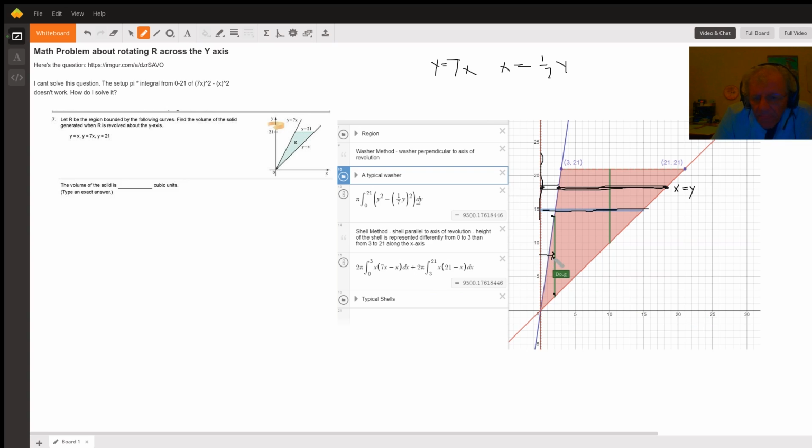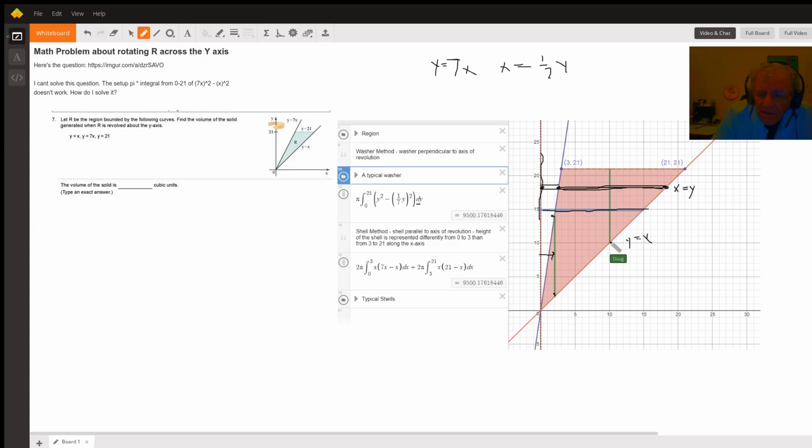The typical or average radius is represented by x, and the height of the shell is, and I could have simplified this, but for emphasis, top 7x minus bottom x. That's the height of a typical shell in the interval from 0 to 3. But when I get to between 3 and 21, the height of this shell is always 21 minus x, because this is the line y equals x, which is why that's the case.